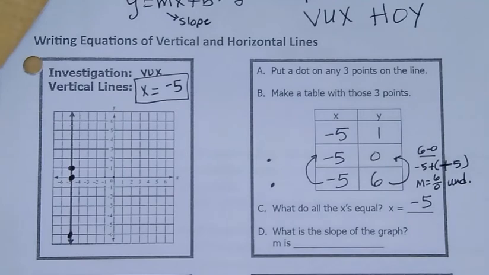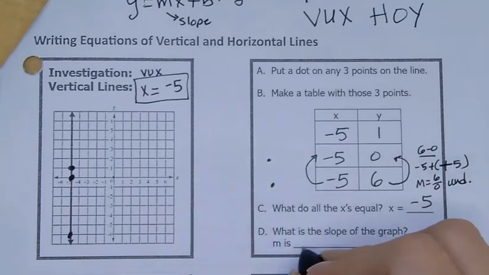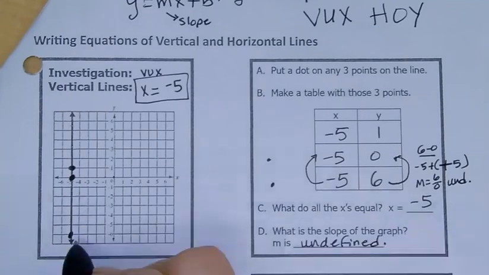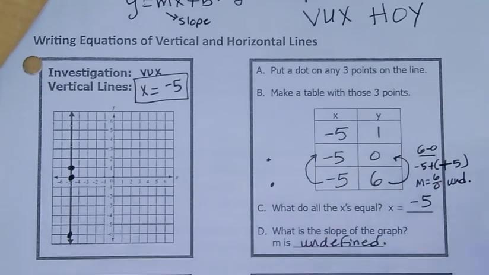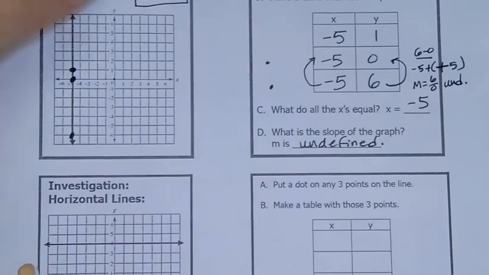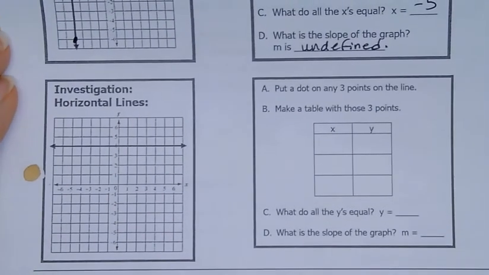And that's what I expect with a vertical line. A vertical line has an undefined slope and x equals some number. Okay, my slope of the graph is undefined. Here we saw that visually, here we found it out algebraically. Okay, so let's look at a horizontal line.